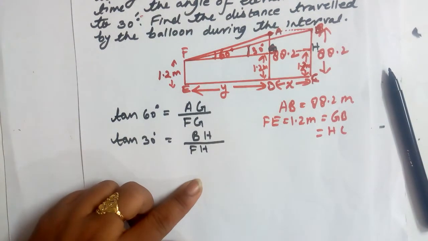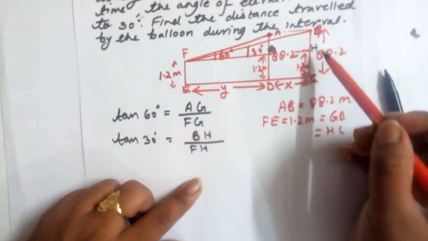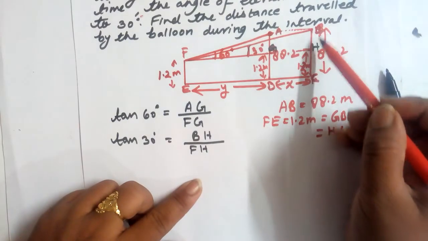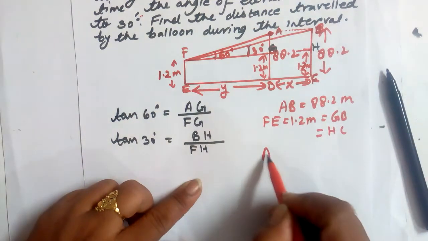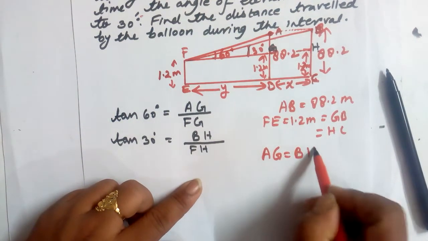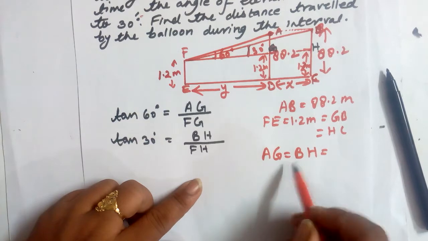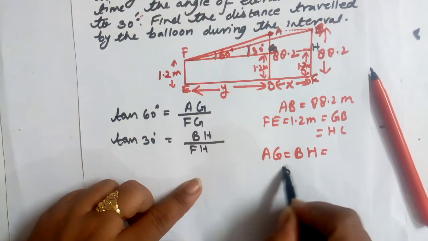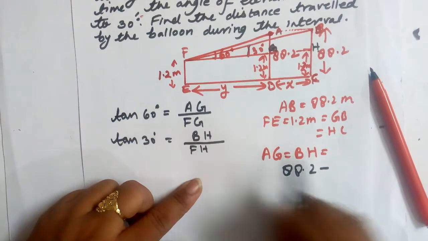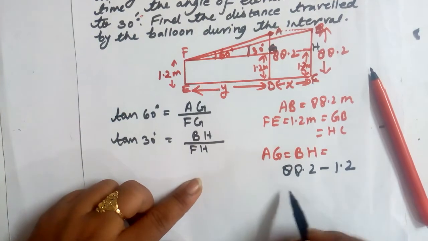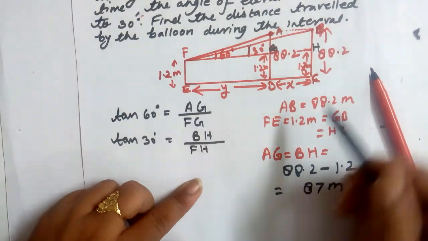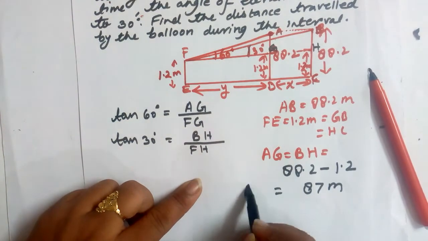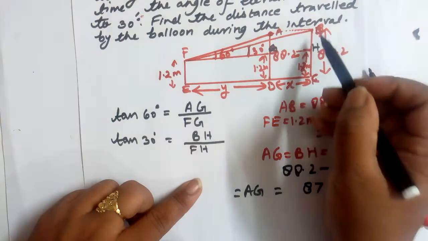Now it means that this height, AG, is equal to BH. AG is equal to BH, and that is equal to 88.2 minus the height of the girl, that is 1.2 meter, and so we get 87 meters. That is AG, and that is also equal to BH.